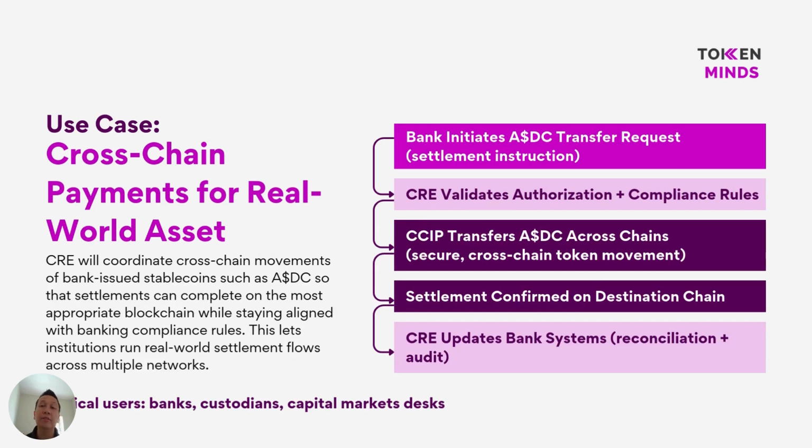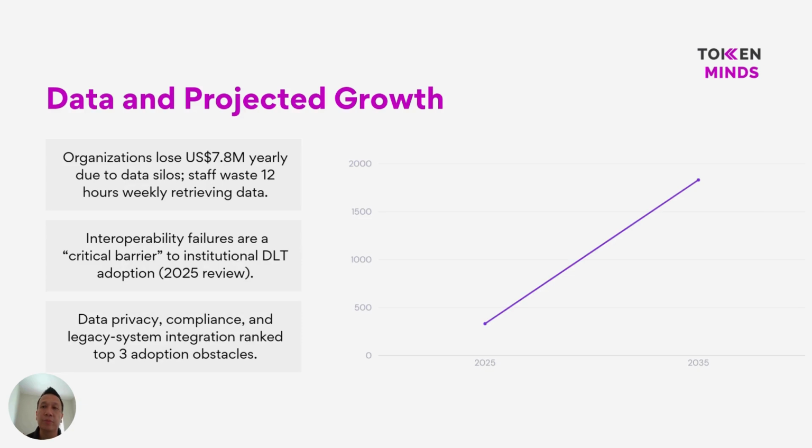For reward assets, CRE coordinates cross-chain payments using bank-issued stablecoins. Authorization and compliance checks are enforced before assets move across chains. Settlement occurs on the most appropriate network, and enterprise systems are updated automatically for reconciliation and audit purposes. This enables reward settlement flows across multiple blockchains without losing control.